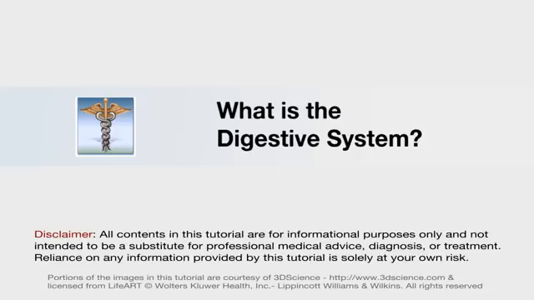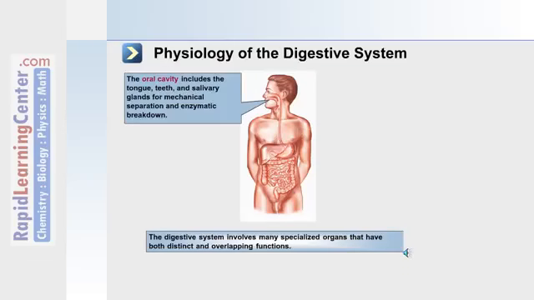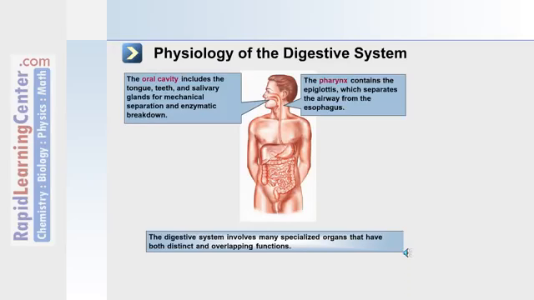Let's begin with a digestive system overview, including the histology of the digestive tract as well as the peritoneum. The digestive system or alimentary canal is made up of the following. First, the oral cavity, which is where food is processed, mechanically separated, and early enzymatic action takes place. The pharynx contains the epiglottis, and this separates the airways from the esophagus during swallowing.